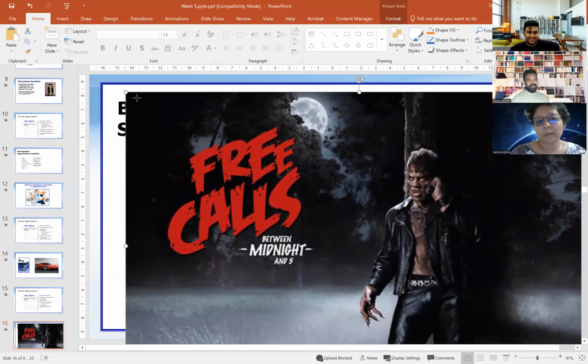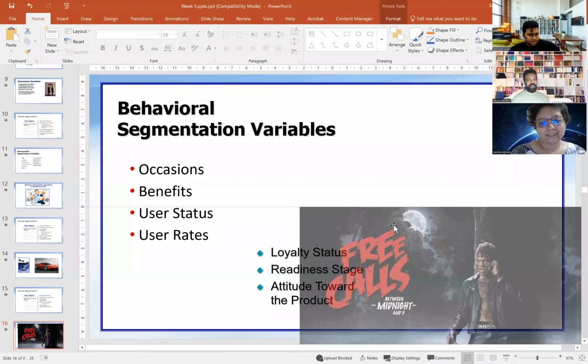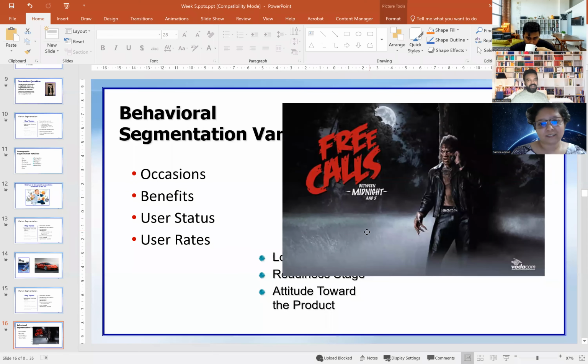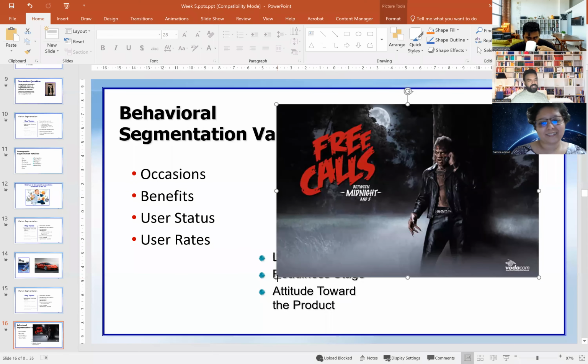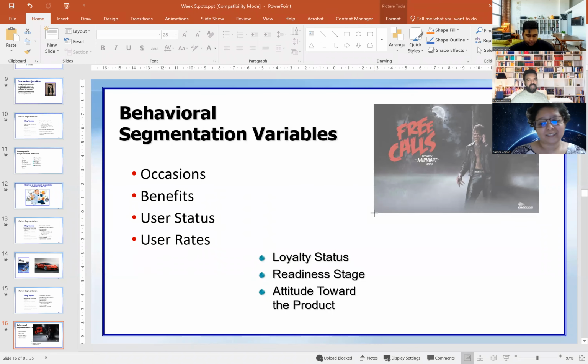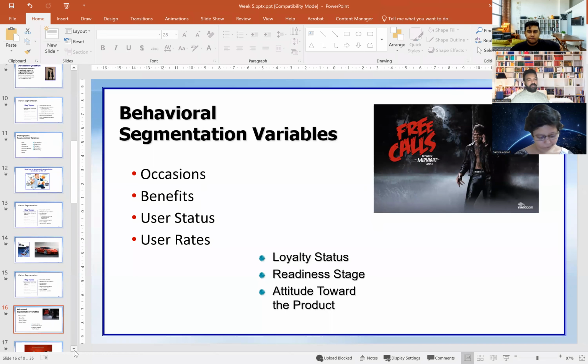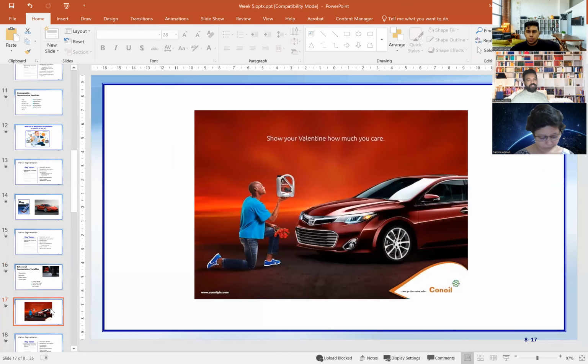Yes, that's a good one. Yes, it's catering to the night wolves, like the ones who will just turn into werewolves. Some people love to spend time in the night and keep talking. So it's a behavioral segmentation, right? People's behavior or habit, what is their attitude towards the product? So this is free calls during that time of the night.